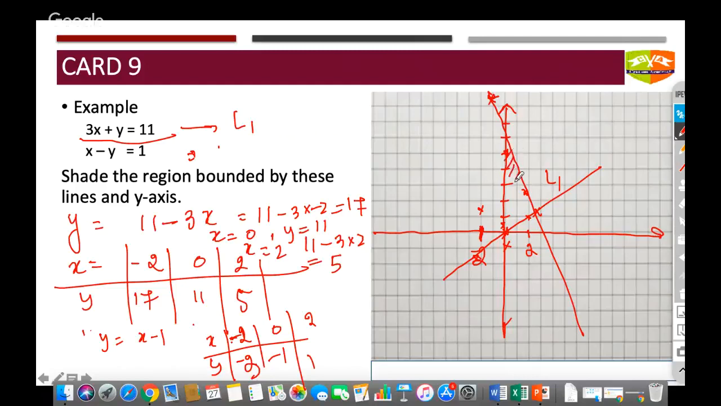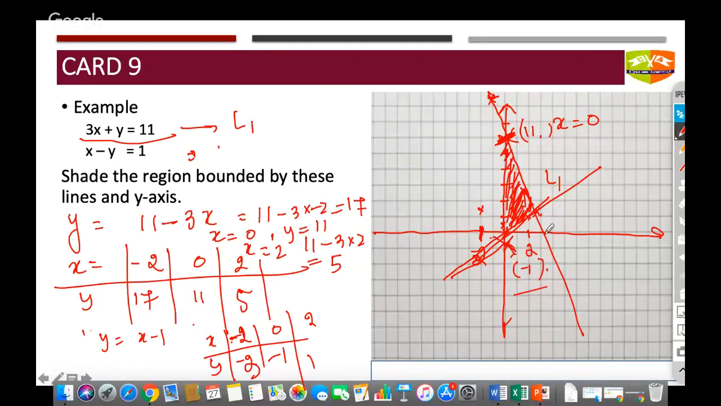So this particular area, I'll put a graph like this, and I'll shade it like this. Now if somebody asks what these points are, I'll put x is equal to 0, because on the y-axis x is equal to 0. So I know this is 11, and at x is equal to 0 here, y is equal to minus 1, so this point would be y is equal to minus 1.